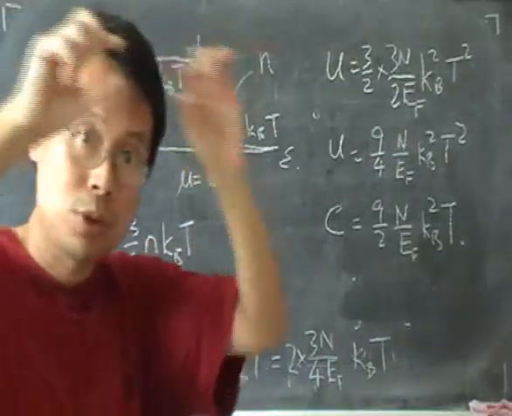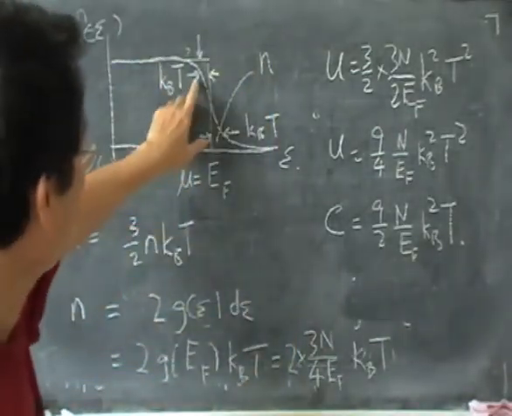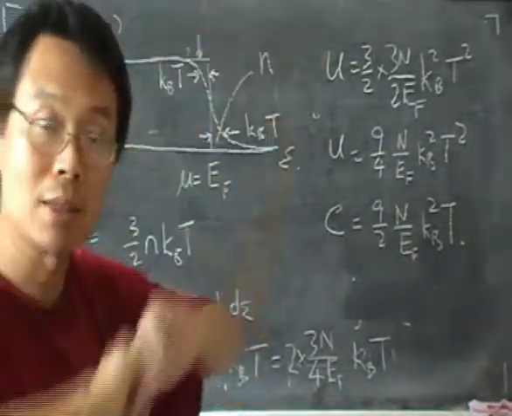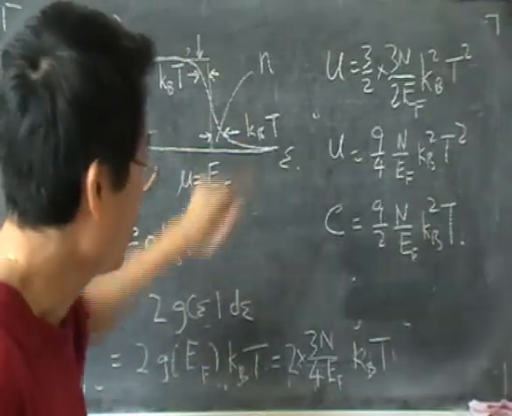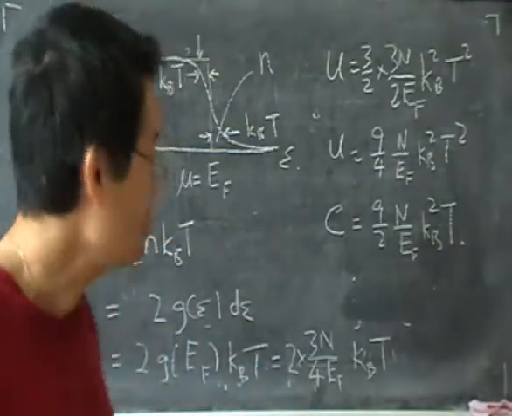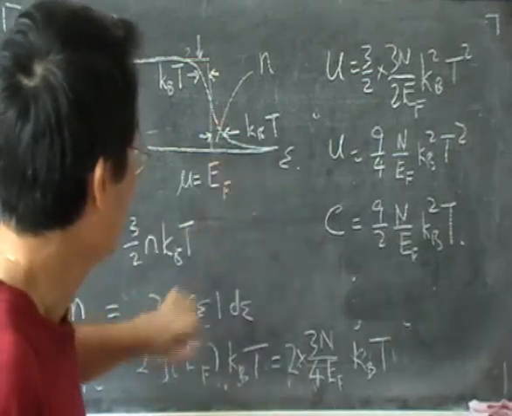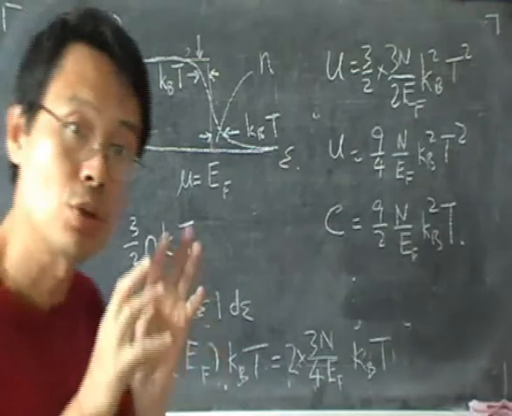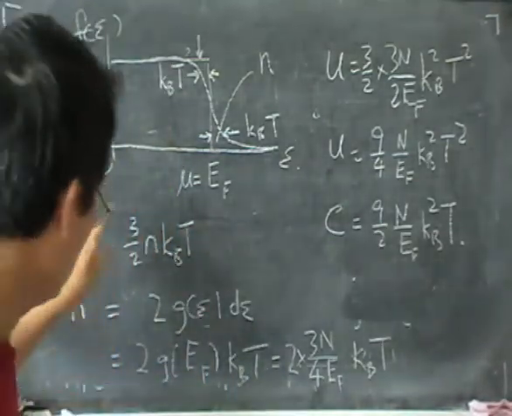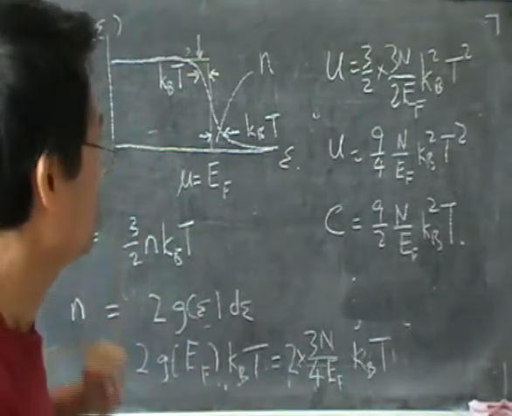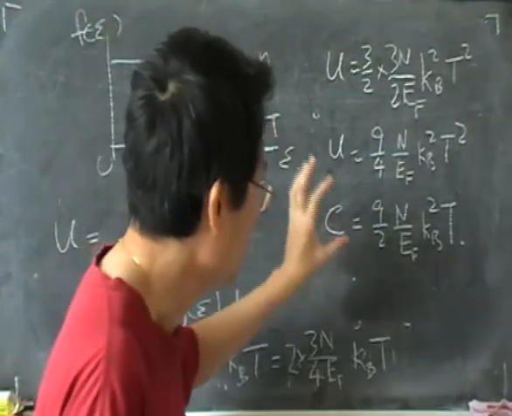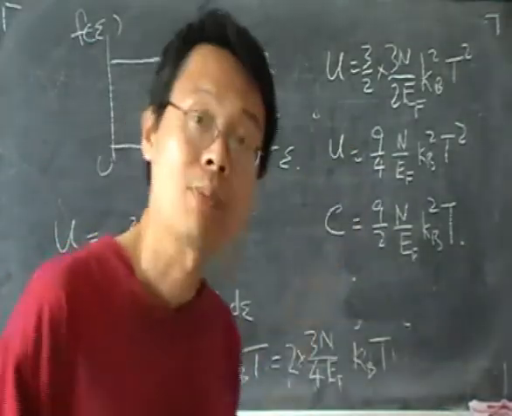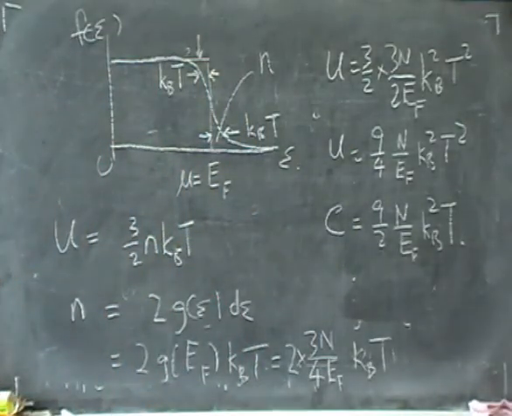However, those near the top, within KBT of the highest level, can get excited, and those that do get excited do behave like an ideal gas. And as long as we find the correct number of excited electrons, we can treat those as the ideal gas, use the ideal gas formula for total energy, and finally find the correct expression for the heat capacity. So that's how it works.